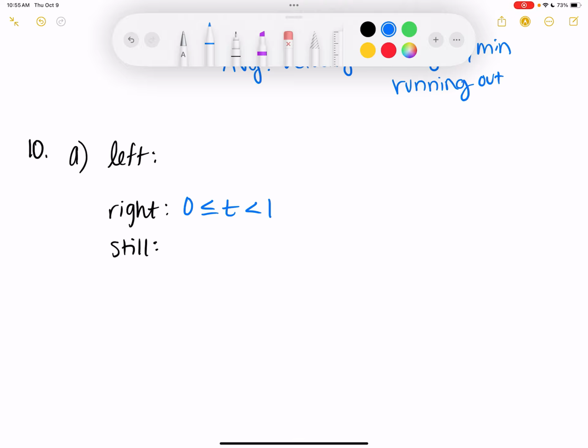So we're not including it there. Basically, it's only the beginning and the end, when it starts moving and when it stops moving, that we're including. Otherwise, we're not. So from 1 to 2 seconds, it is flat, so that would be still. So 1 less than T less than 2. Then from 2 to 3 seconds, it has a negative slope, so it's going to the left. So 2 less than T less than 3.